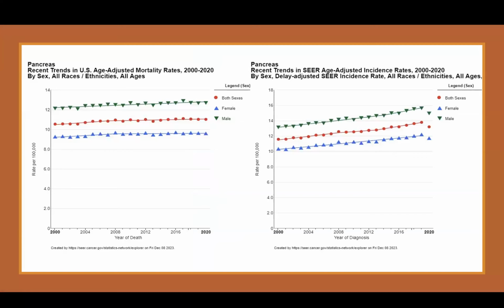Here are two graphs that show us both the recent trends in mortality rates as well as the recent trends in incidence rates. They are both age adjusted and from 2000 to 2020 and are done by sex and include all races and ethnicities as well as all ages. And these two graphs help to show us how men have a higher rate of both mortality and incidence in pancreatic cancer. And this also shows us how the rates have changed over time from 2000 to 2020 and how they have slightly increased over time.